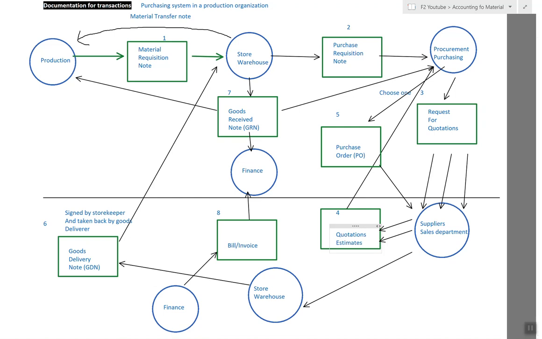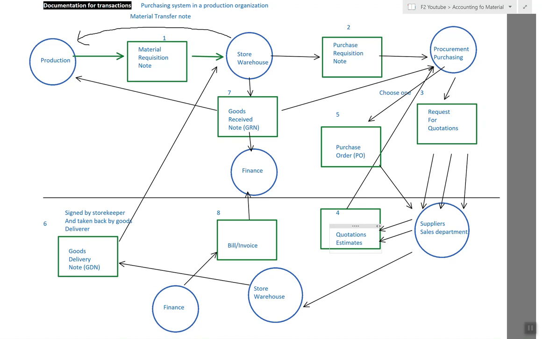Quotation and estimates are very similar and they usually mean the same thing, but there is a slight difference. Quotation is usually fixed and usually prices that are per unit. An estimate is not fixed. It is as it means, estimate, which means estimate of the total cost.